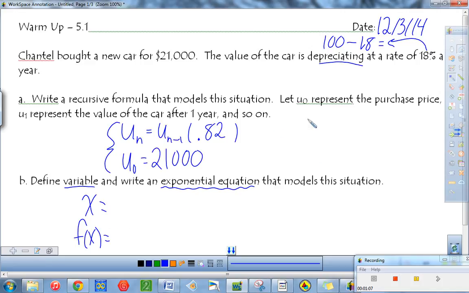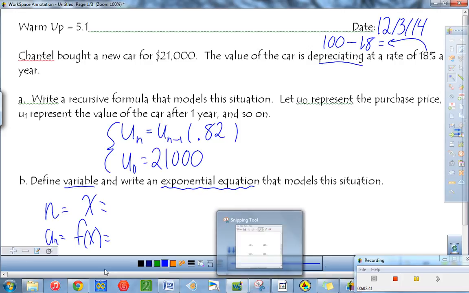Alright, what's from your notes? If it says exponential equation, what variables do you need to use? You need f and f of x. What does x stand for in this problem? So what does n stand for? This is your n value. This is your a sub n or u sub n value. Which one is money? f of x is the money, so the output, the y. Your output is the value of the car.